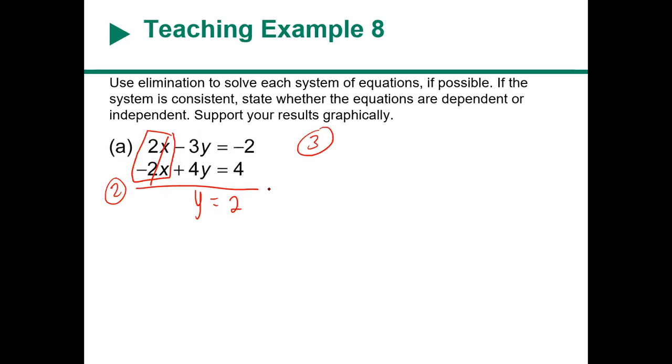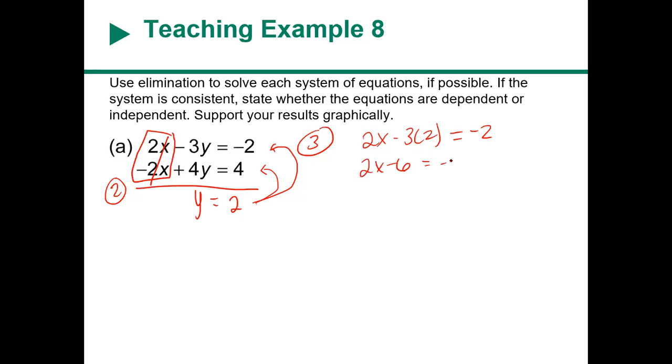After I solve that, this is the ending of step 2. Step 3 tells me I'm going to take that value and plug it back into one of the originals. It doesn't matter if you plug it into this one or this one. It's going to be all the same. So I'm going to do 2x minus 3 times 2 equals negative 2. This gives me 2x minus 6 equals negative 2. I'm going to add 6. That gives me 2x equals 4. I'm going to divide by 2. And I get x equals 2. So now I know my solution is (2, 2).